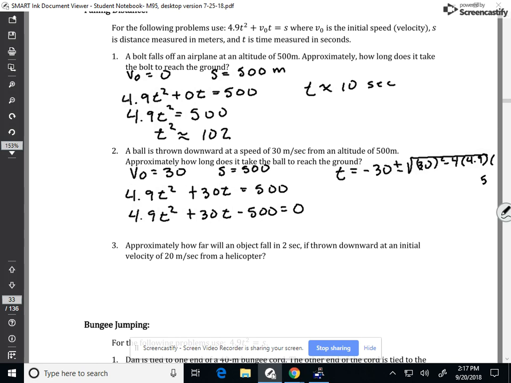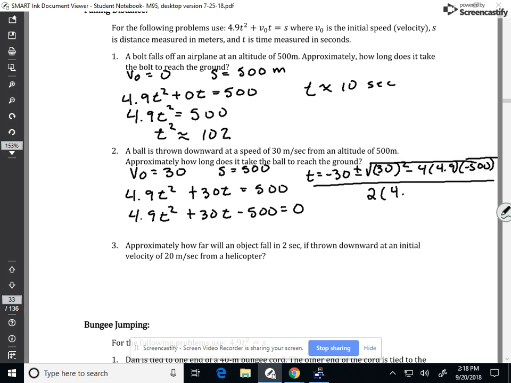Hold on. Let me rewrite all this because I'm just going to run out of room and it's getting messy. So again, t is equal to negative 30 plus or minus the square root of 30 squared minus 4 times 4.9 times negative 500, all over 2 times a, and a is 4.9.